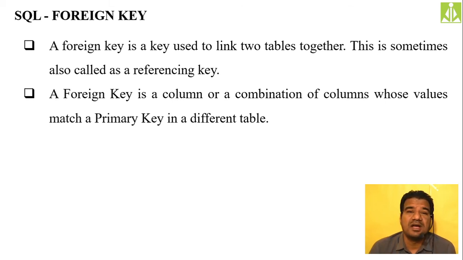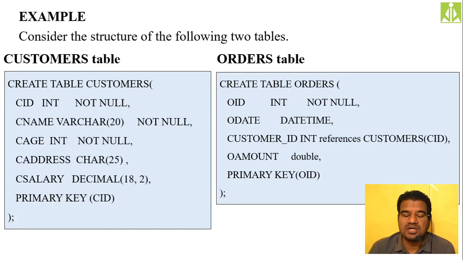If you have the customer membership, if you have the customer ID, then only you are supposed to do the orders. Okay? So over here, consider two different tables: one is the customers table and the other one is the orders table. Here you can see this is my customers table and this is my orders table.